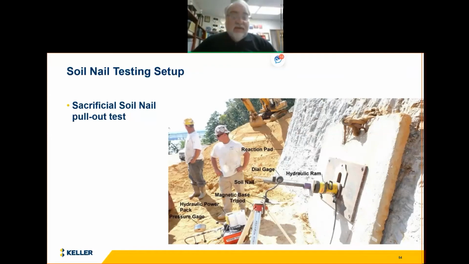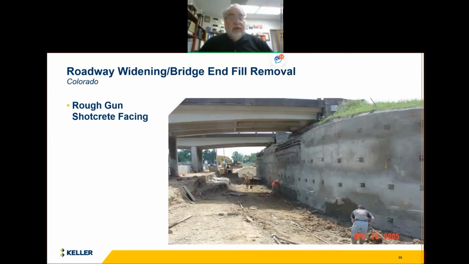We do sacrificial soil nail pull-out tests. We do not test every nail like we do on a tieback anchor. So it's typically one nail per row that we'll do a pull-out test on. We'll actually install a sacrificial nail and we'll attempt to pull it out. This is just a photograph that shows all of the components. A block that we set against the wall, we pull on it, we measure the deflection. Here's the hydraulic ram, and we measure the load. So to confirm our assumptions on the bond stress for the soil nail.